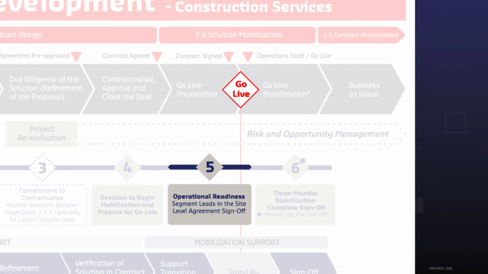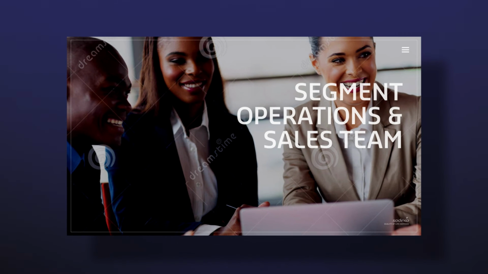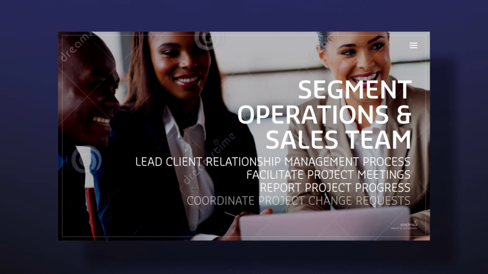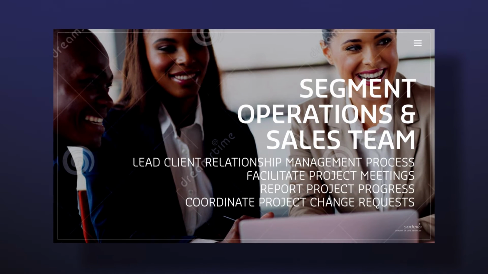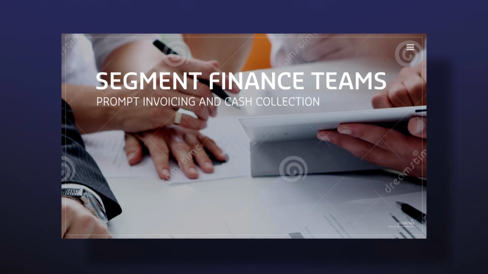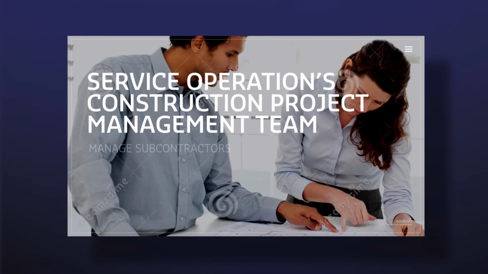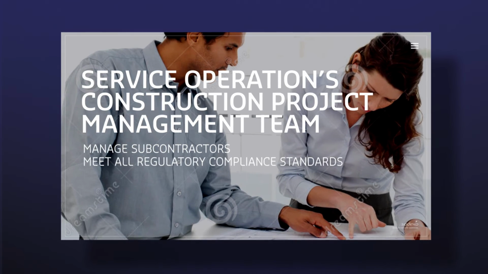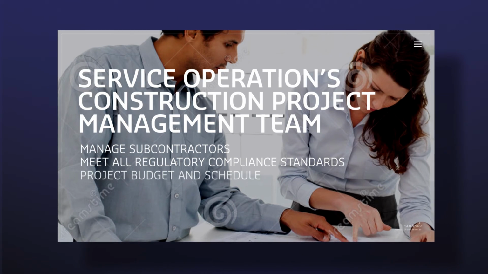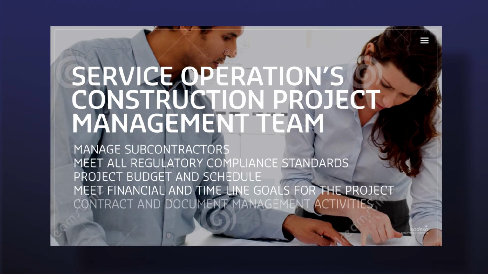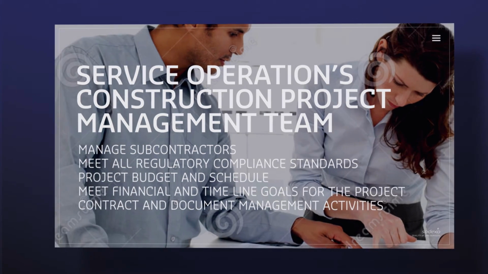The project is ready to go live, and the execution is led by the segment operations and sales team, who lead the client relationship management process with the client through facilitating all project meetings, reporting project progress, and coordinating any project change requests. The segment finance team supports the process through prompt invoicing and cash collection in alignment with the contractual terms. The construction work is managed by the Service Operations Construction Project Management team. This team will manage all subcontractors to ensure that they meet the contractual scope of work. They manage the project to meet all regulatory compliance standards. The project budget and schedule is managed by this team to ensure we meet the financial and timeline goals for the project. The contract and document management activities are also managed by this team.